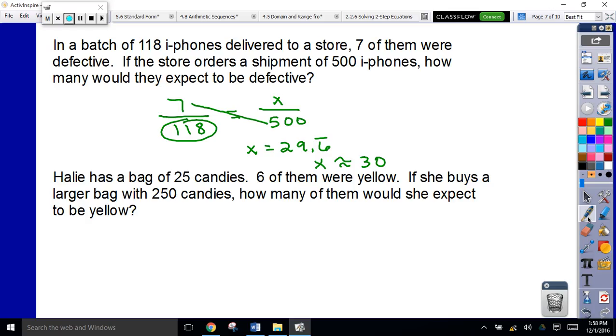Is there something special about when you did that? A little curvy equal sign means about. It means it's not exactly equal, but it's close.